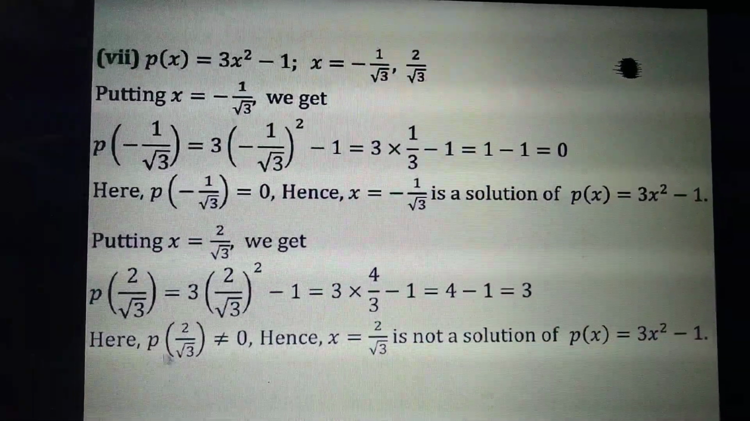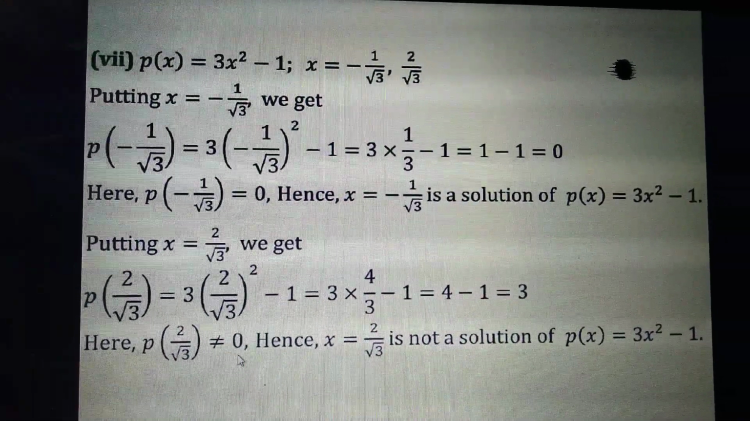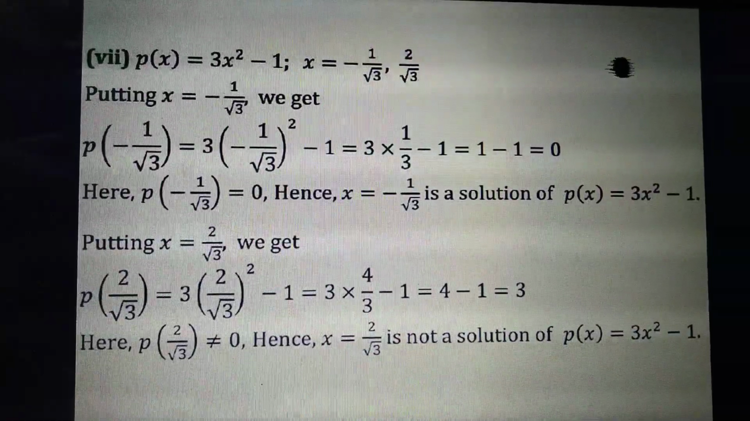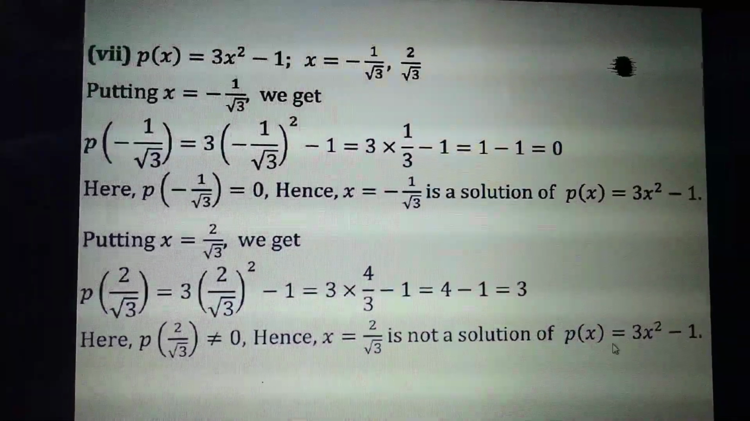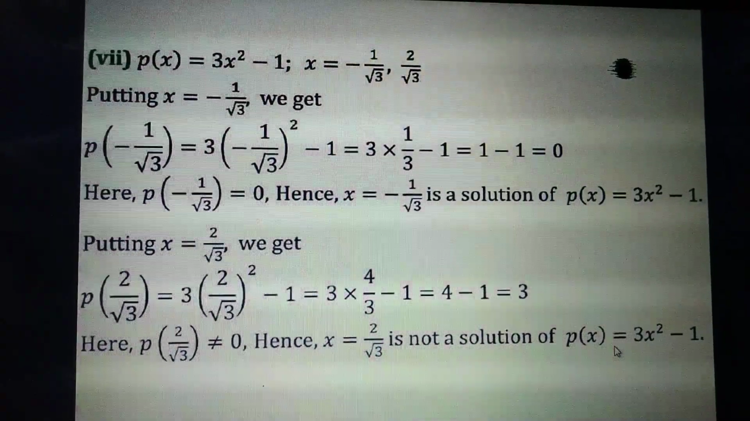Here P of 2 by root 3 is not equal to 0. Hence x equal to 2 by root 3 is not a solution of P of x equal to 3x squared minus 1.